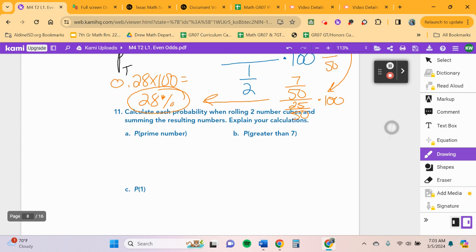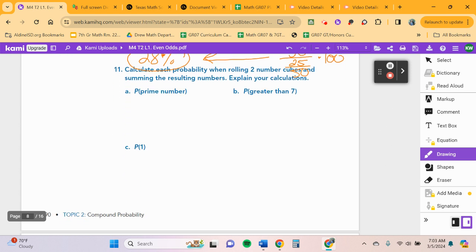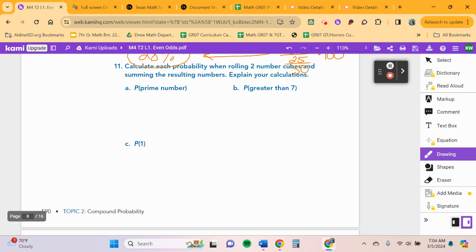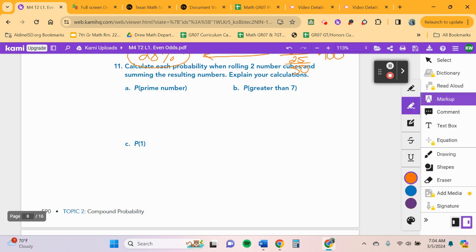Alrighty, question 11 says, calculate each probability when rolling two number cubes and summing the resulting numbers. Explain your calculations. So now we're going to use our array to actually find some probability. So 11A, 11B, and 11C. 11A says the probability of it being a prime number. Remember, a prime number is a number that can only be divided by 1 and itself. So let's mark this up in, let's say, pink. Let's do this one together, then you are going to do B and C on your own.